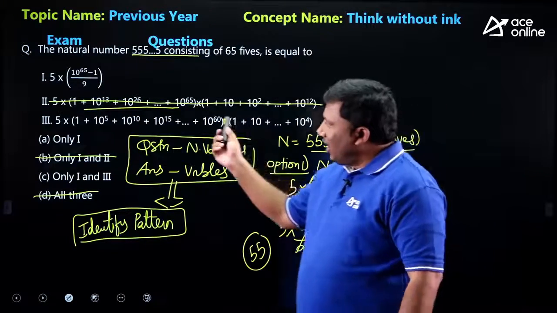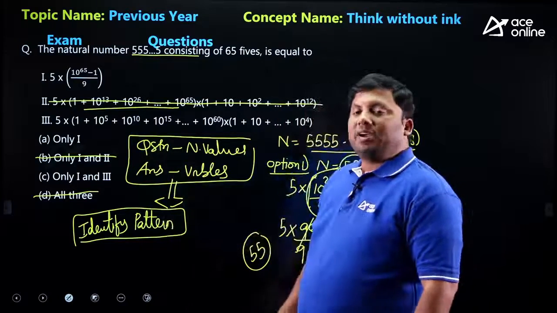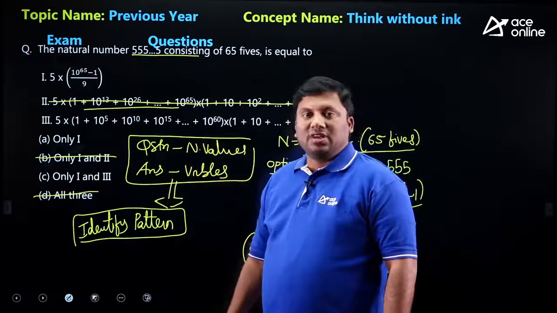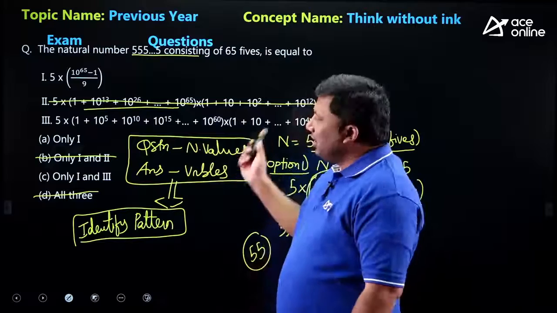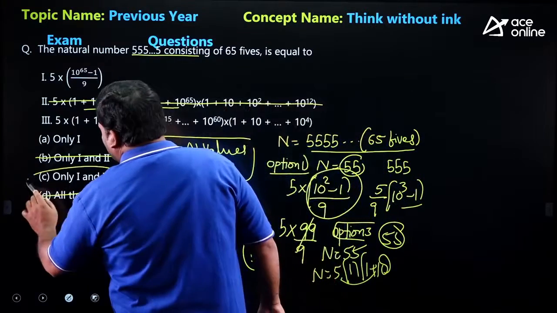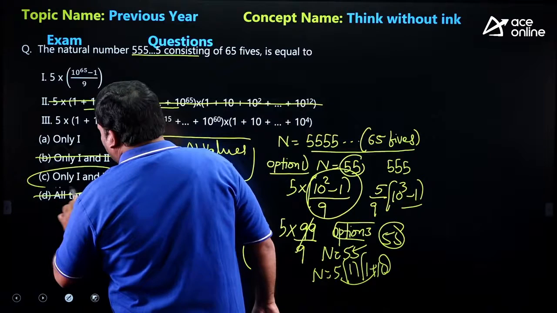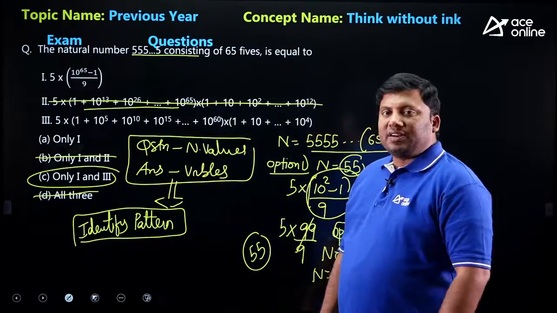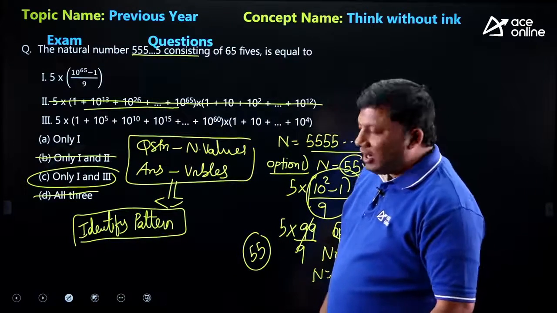It is matching. Or you can also use the geometric progression sum of n terms. Sum of n terms is given by a into r power n minus 1 by r minus 1. So the answer for this question is only 1 and 3.